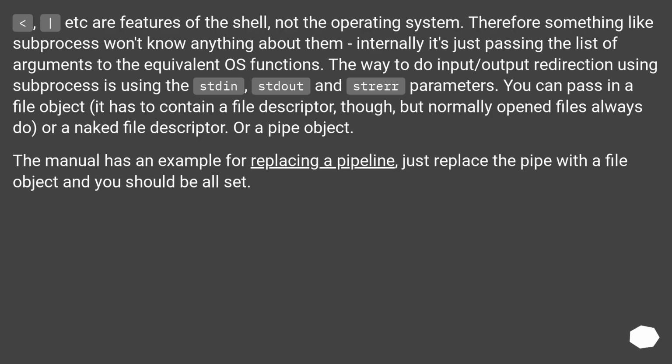The way to do input/output redirection using subprocess is using the stdin, stdout and stderr parameters. You can pass in a file object, it has to contain a file descriptor, though, but normally open files always do, or a naked file descriptor, or a pipe object. The manual has an example for replacing a pipeline. Just replace the pipe with a file object and you should be all set.